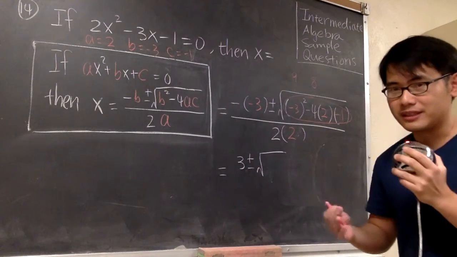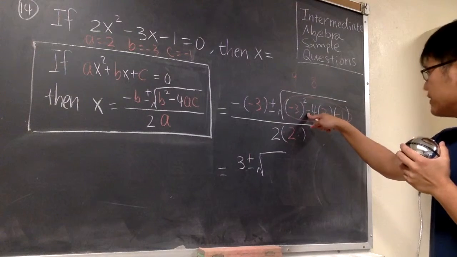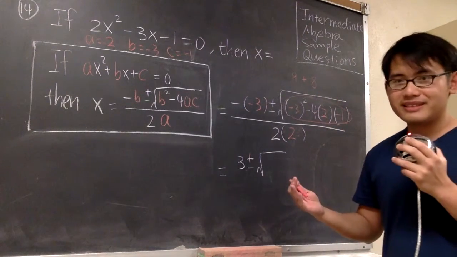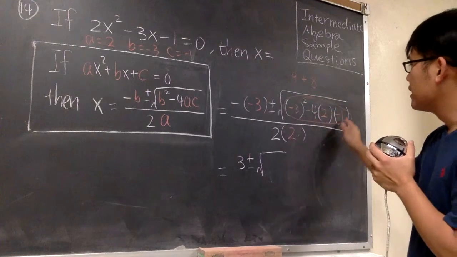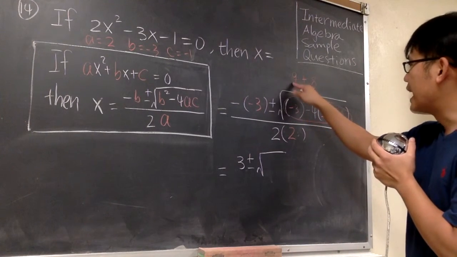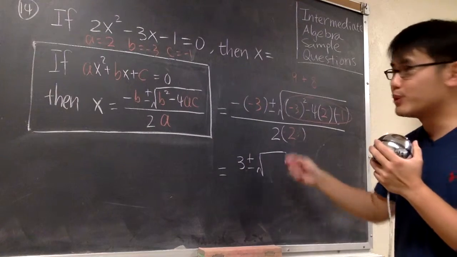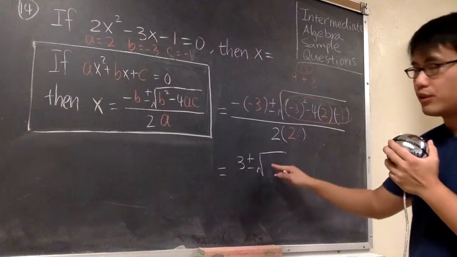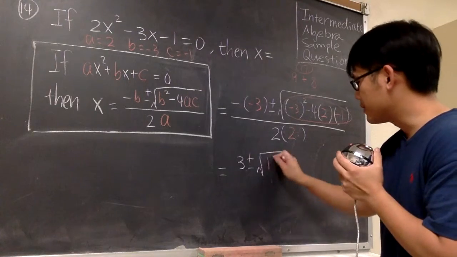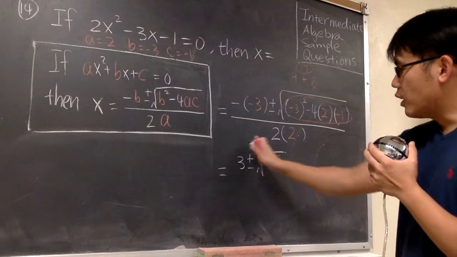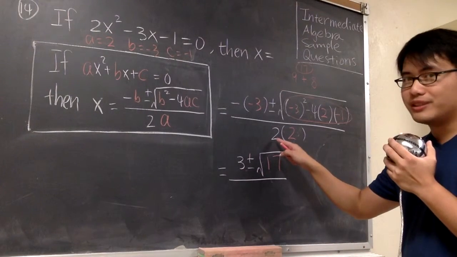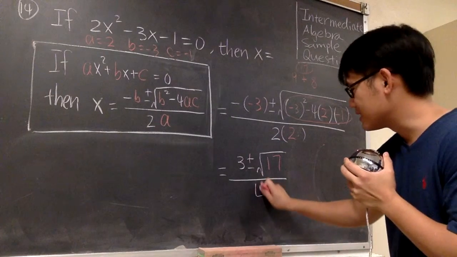And then multiply down the sign now. This is negative times another negative, so altogether we have plus. And then inside, this right here is just 9 plus 8, and we know that's equal to 17. So this is the number that we have to plug in into this square root right here. And then all this is over the denominator, which is 2 times 2, and that's equal to 4.